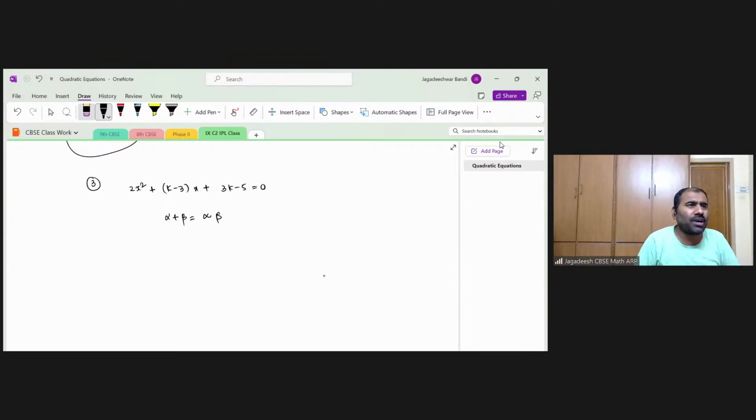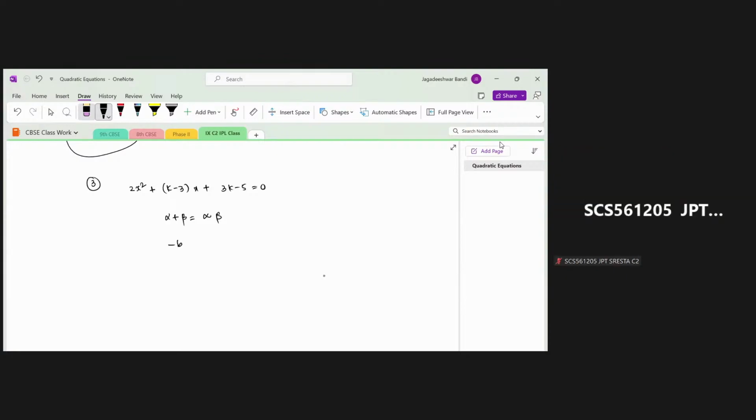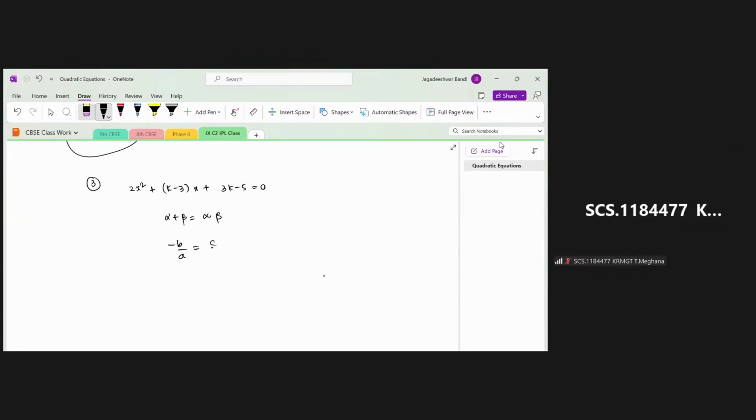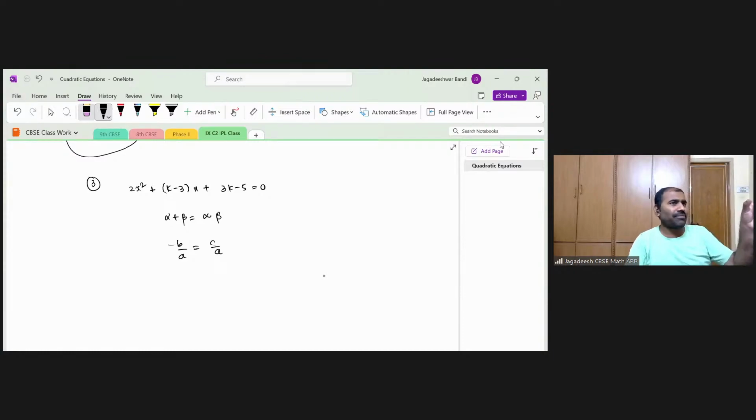What is the sum of the roots formula? Can someone tell me? Minus b by a. Very good. And what is the product of the roots formula? C by a. So they have given sum of the roots equal to product of the roots. Sum is minus b by a, product is c by a. The a gets cancelled, so finally we'll get minus b equal to c. Whenever you solve MCQ questions or complicated questions, do not substitute the values directly. First simplify, to whatever extent you can, like this.